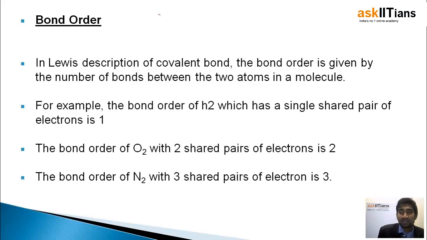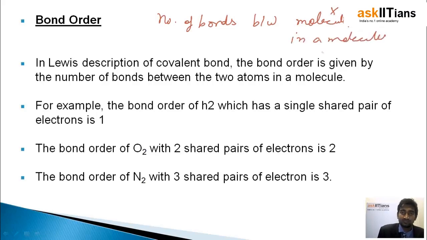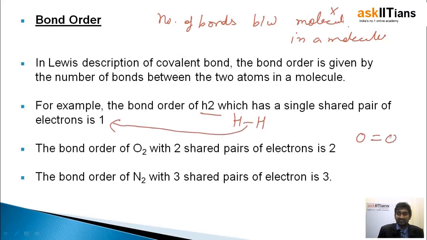Next is your bond order. Bond order is the number of bonds between atoms. I will better write it as atoms, not as molecules. The number of bonds between atoms in a molecule. For example, H2, if it forms the bond, I will have one bond, so its bond order is 1. In the case of O2, I have this structure, I have 2. N2, I have 3. So this is the number of bonds between the atoms in a molecule, and it is 3 in the case of nitrogen, 2 in the case of oxygen, and 1 in the case of hydrogen.